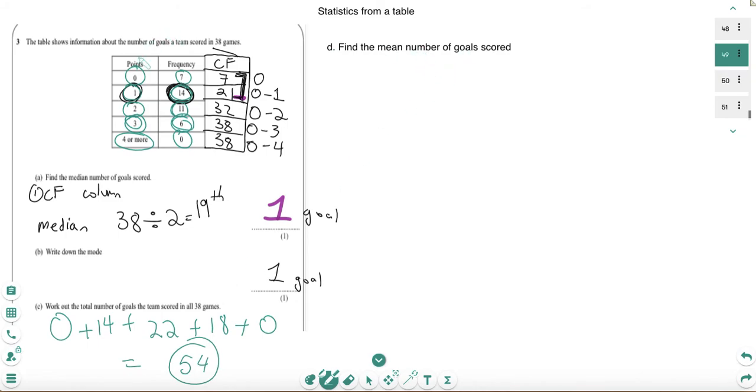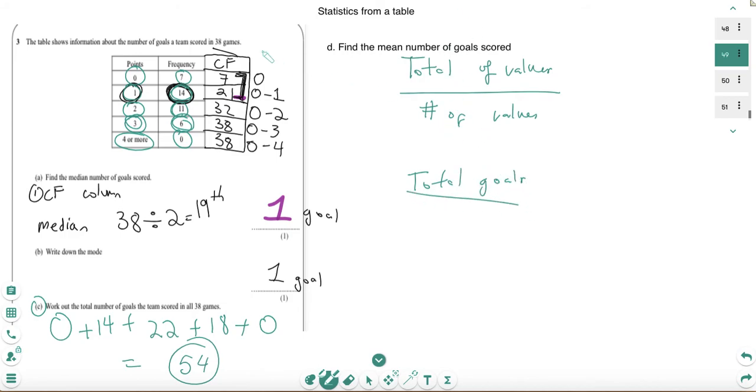So to find the mean from group data, you're going to find the total number of goals scored, so the total of values. Basically just do what we did in part C, all right? Multiply the frequency by the category and add up all the values, and then divide it by the number of values. In this case, the total of the values refers to the total goals scored, so total goals, and the number of values refers to the number of games played, so number of games.